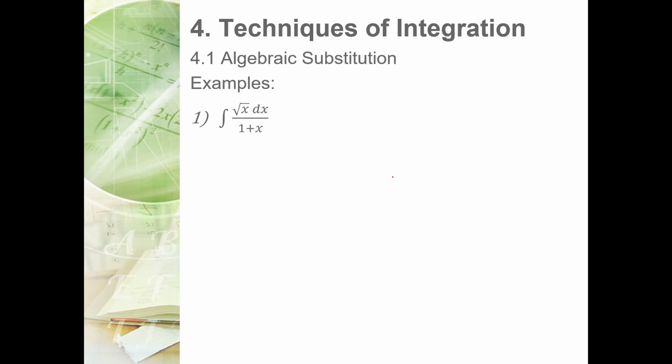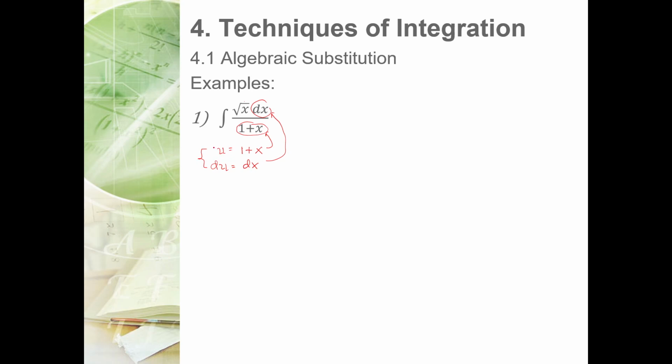Okay, so let's begin with the first example. Notice that if you try to use U sub, let's try to use U sub first before we use the algebraic substitution technique. Let's say we let u be equal to 1 plus x. So the derivative of u is equal to dx. Notice that we can replace your 1 plus x with u and your dx with du. What's left for us to replace is the square root of x, but we cannot replace it anymore because we have already completed the u sub technique.